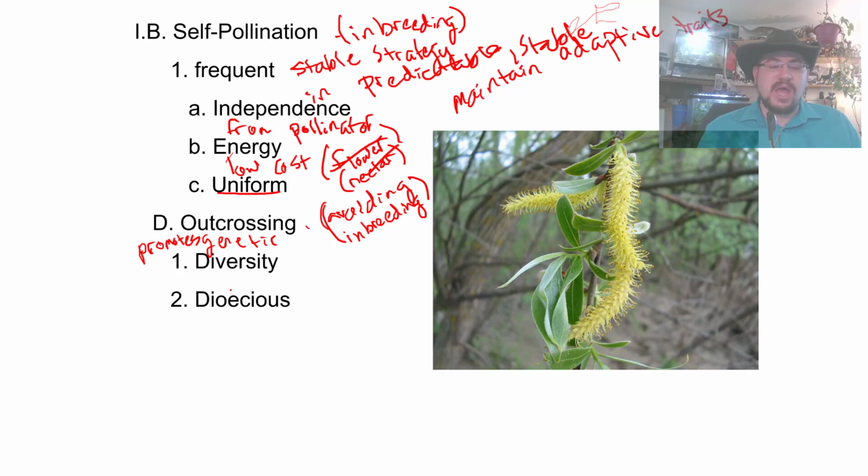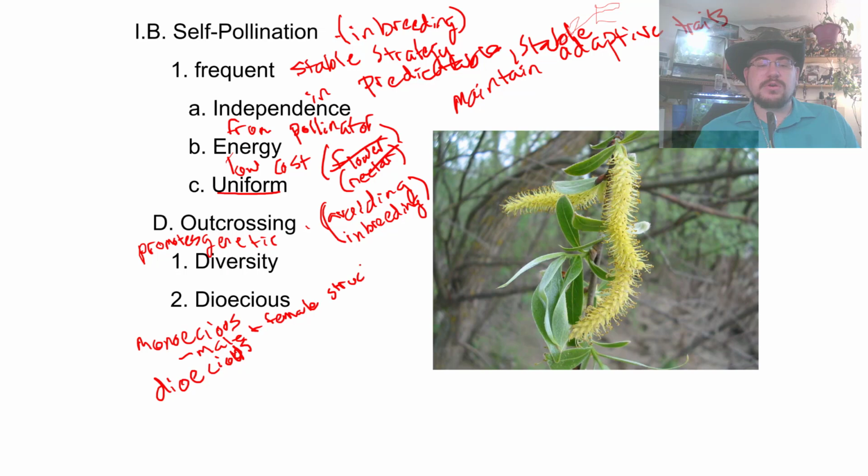So, when we talk about trees and sexes and outcrossing, we'll often talk about monoecious and dioecious. Okay, so monoecious: both the male and the female structures are on the same tree, on one plant. A dioecious plant is where we have separate male and female plants.